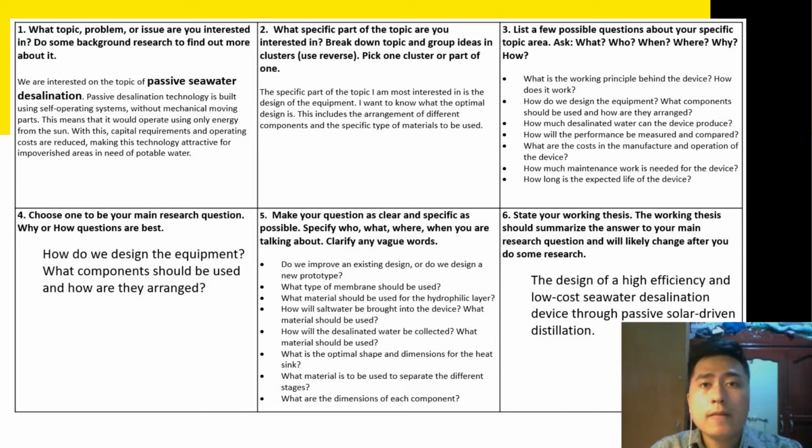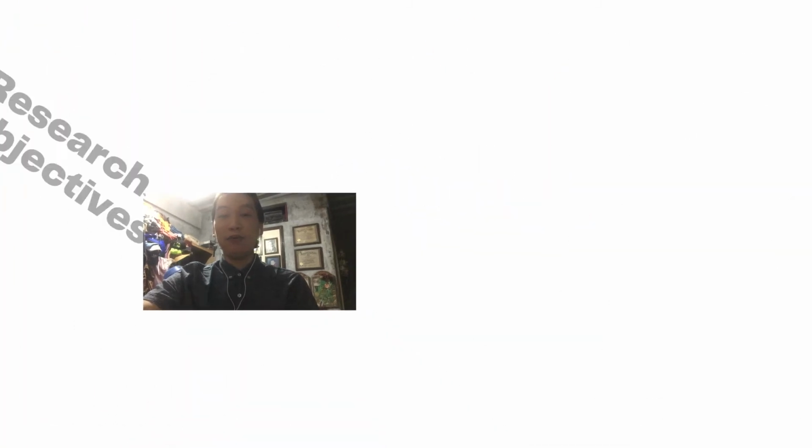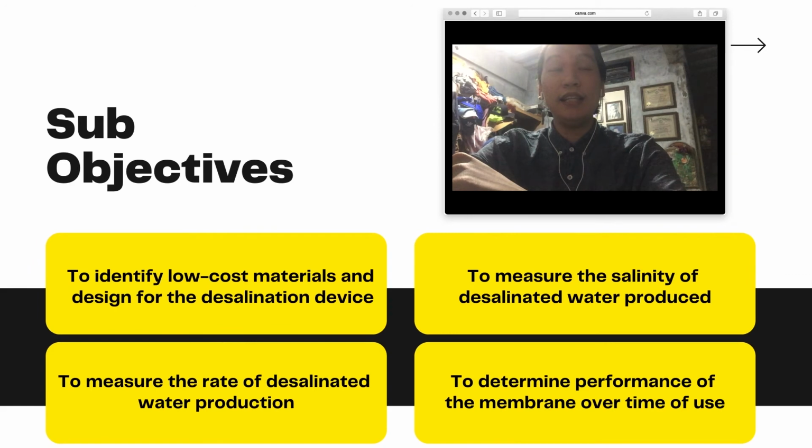From these specific questions, we came up with our main working thesis, which is the design of a high-efficiency and low-cost seawater desalination device through passive solar-driven distillation. The main goal of the team is to be able to design a low-cost, passive, solar-driven membrane seawater desalination device. With this, we need to specify the smaller goals in order to achieve our main objective.